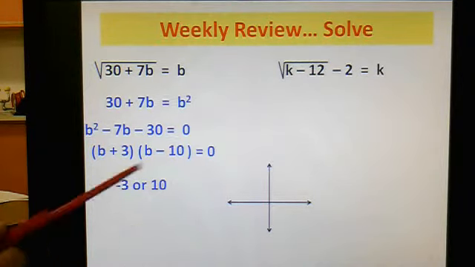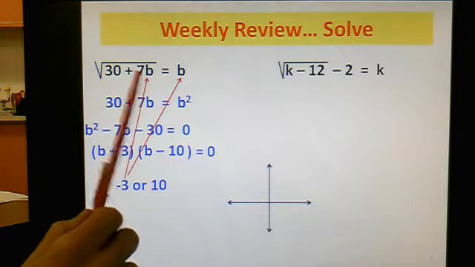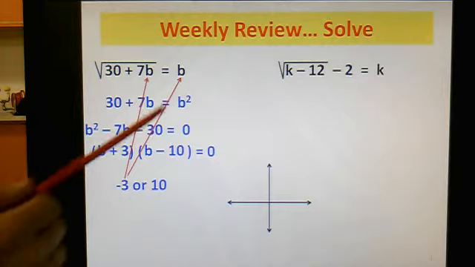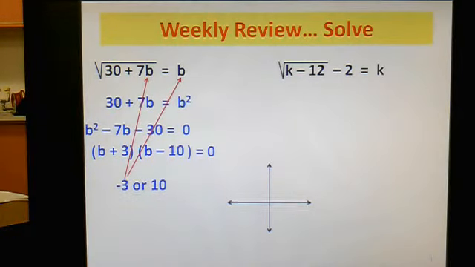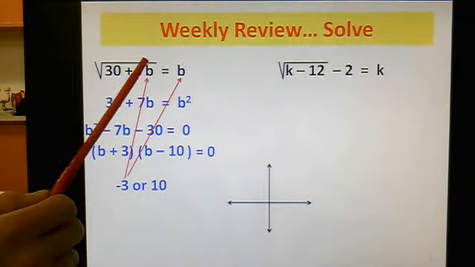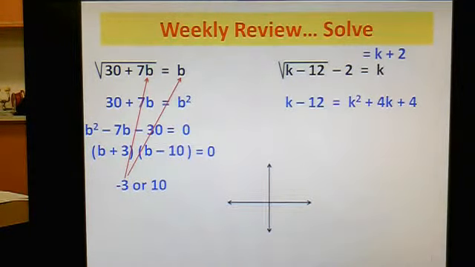Now, those are your values of b. You plug those back in to see if they actually work. A lot of times the negative does not work. If you plug in -3 here, you get -21. 30 minus 21 is 9. The square root of 9 is 3. And of course over here we get -3, so that does not work. Maybe the 10 works. 10 times 7 is 70. 70 plus 30, 100. The square root of 100 is 10. So in this case, the -3 does not work, the 10 does work.